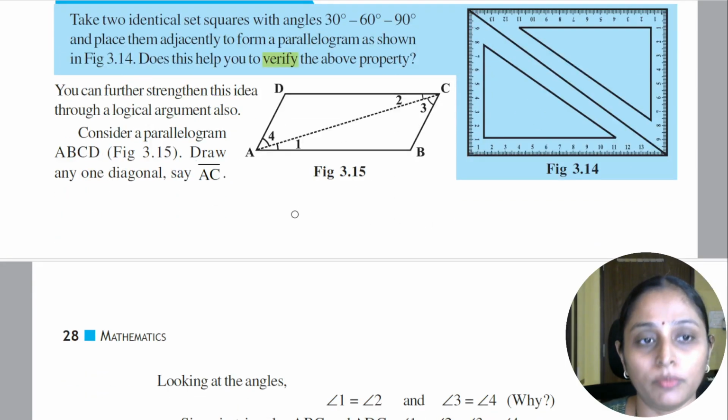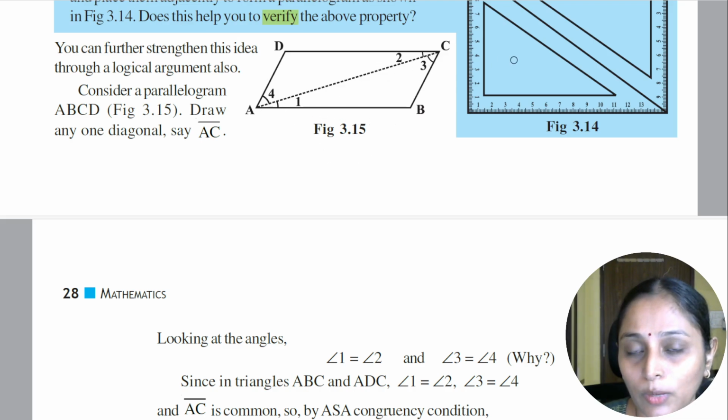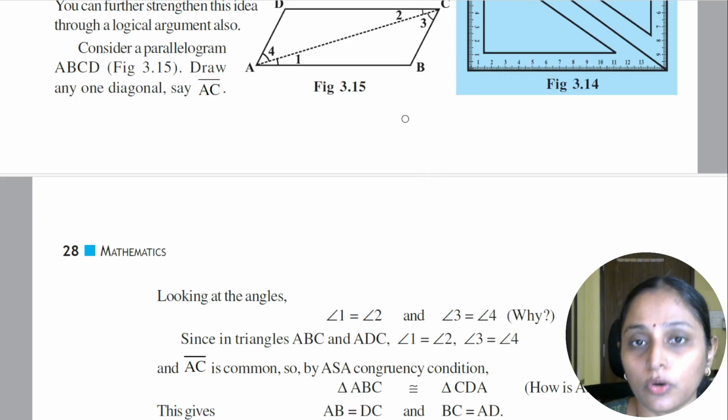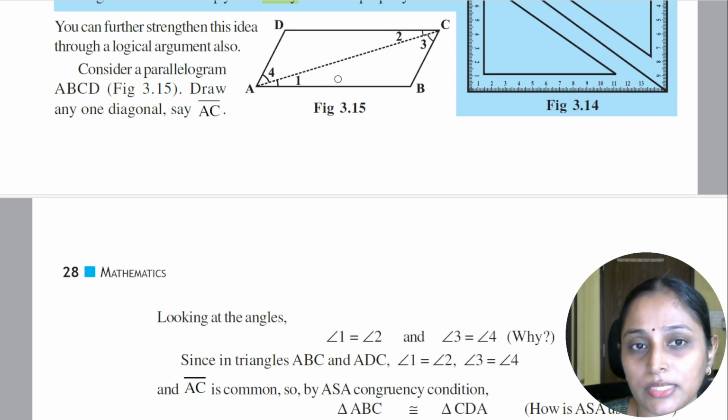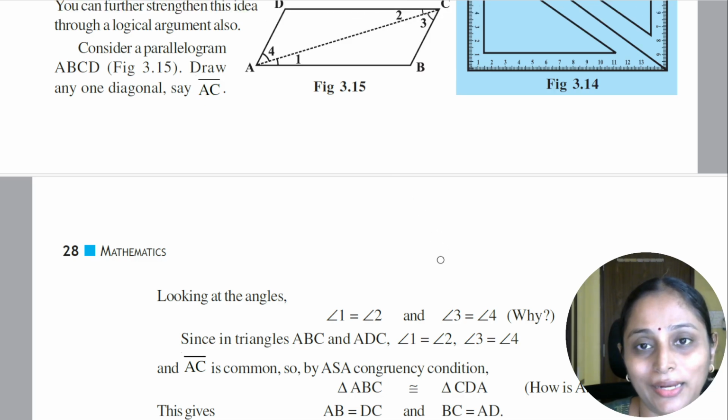And then you have the geometrical proof for it. Now what is it? What is a geometrical proof? What we are going to do is take a parallelogram and join one diagonal. After joining one diagonal, we are going to prove the congruency of these two triangles ABC and ADC, and then using that congruency, we will prove that the opposite sides of a parallelogram are equal in length. Now let us do that.